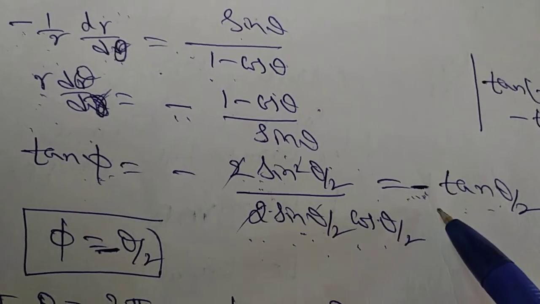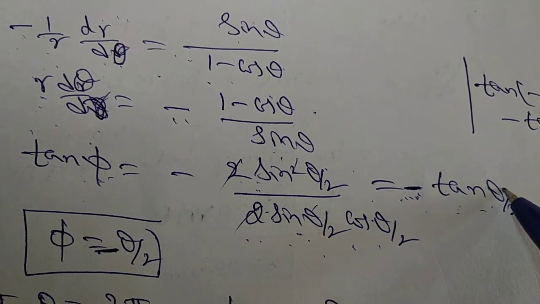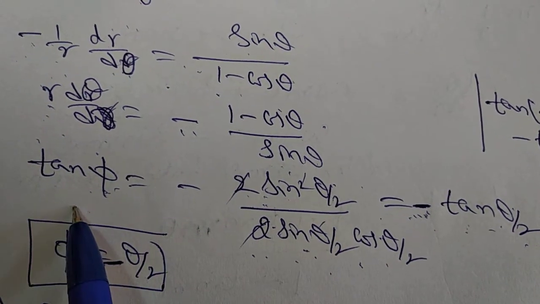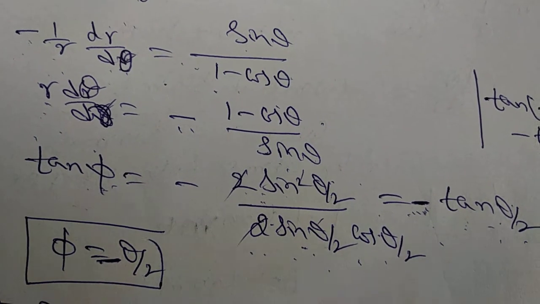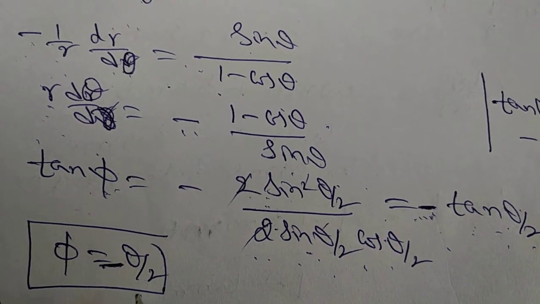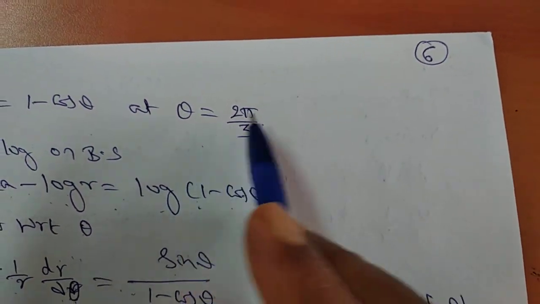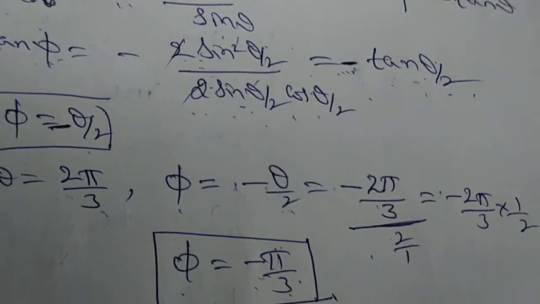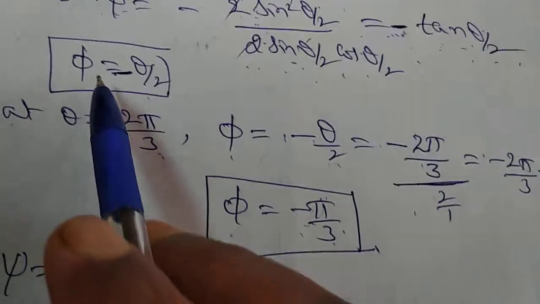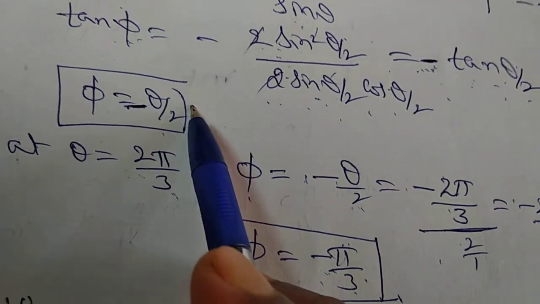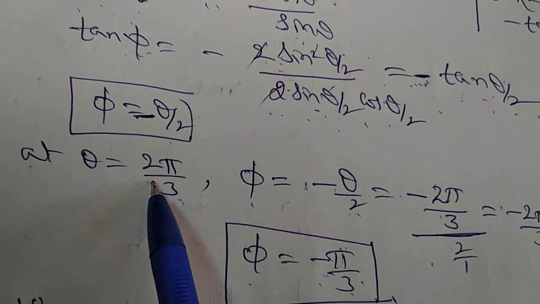What is the remaining? Minus tan theta by 2. So tan psi is equal to minus tan theta by 2, or psi is equal to what? Minus theta by 2. So given in that problem, theta is equal to 2 pi by 3. So now here what you get? Psi is equal to minus theta by 2.